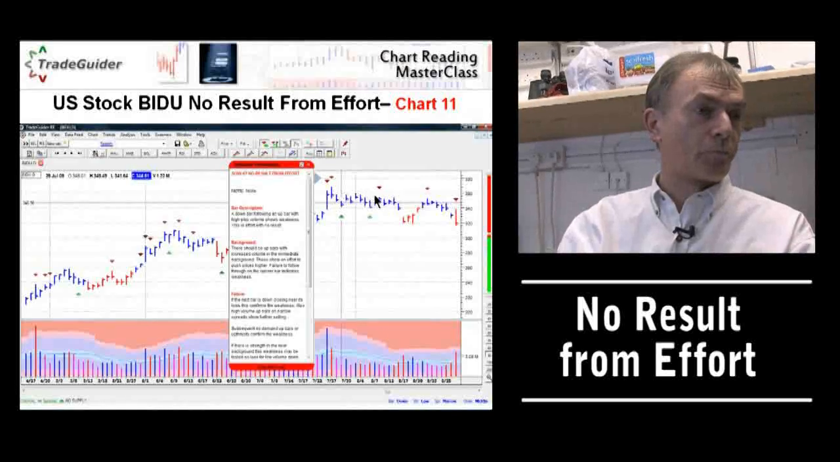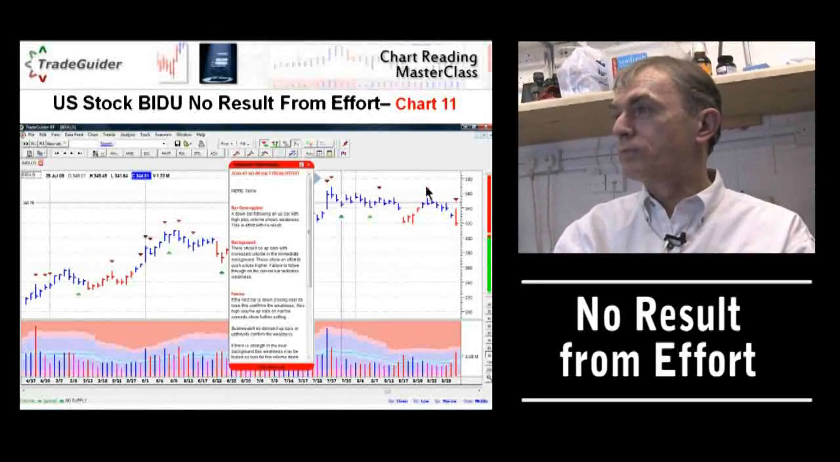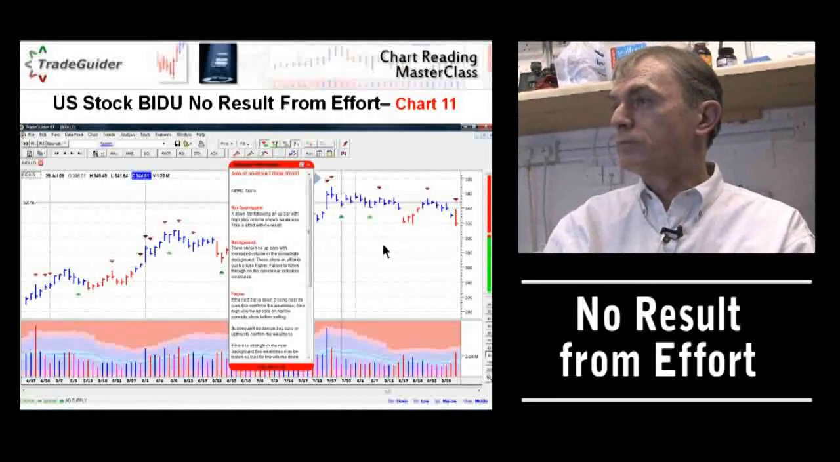And then we have other principles as we go down. Look, no demand and another upthrust on pretty low volume. But we're going to be talking about those shortly.